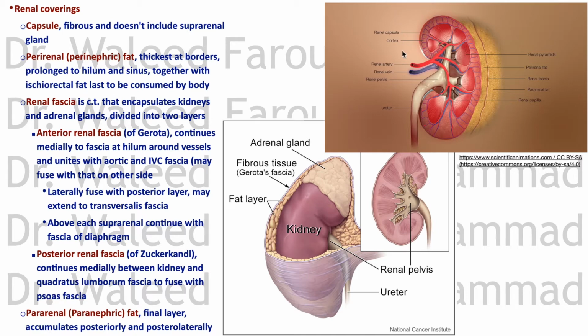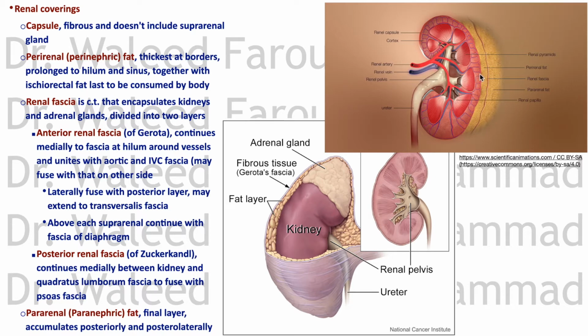After the capsule, we have a layer of fat called the perinephric fat, right outside of the capsule. And the perinephric fat is thickest at the borders and at the hilum and sinus. And together with the ischiorectal fat at the sides of the lower rectum and anal canal, it's the last fat to be consumed in the body. Even if the patient lost all of his fat, this fat still remains to keep the kidneys in place.